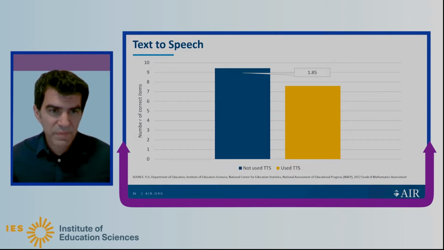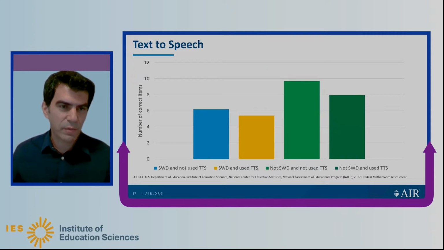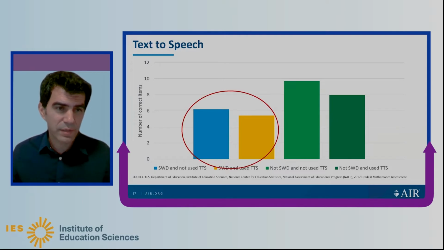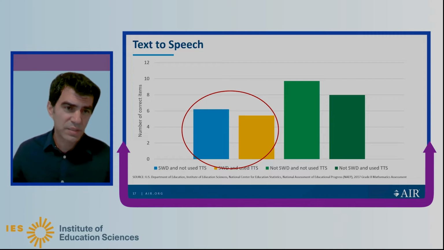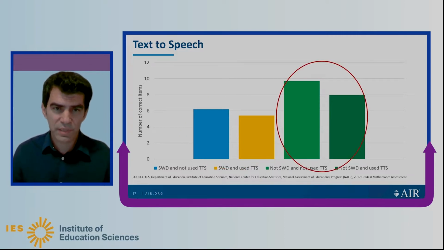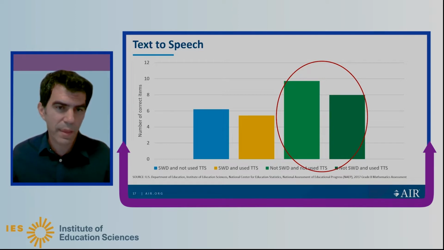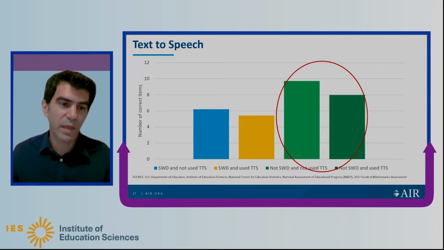And here, we see a different case than the two examples we just looked at. Here, what we find is that students who used text-to-speech, in fact, scored lower than students who did not use text-to-speech, on average 1.8 items less. Trying to figure out why this is the case, we again break down these numbers by students with disabilities. And in fact, we see the same pattern here, that students with disabilities who used text-to-speech scored lower than students with disabilities who did not use text-to-speech. And same for the students without disabilities, those who used text-to-speech scored lower than those who did not. And again, here it appears that the students without disabilities did a little worse when using text-to-speech compared to students with disabilities.